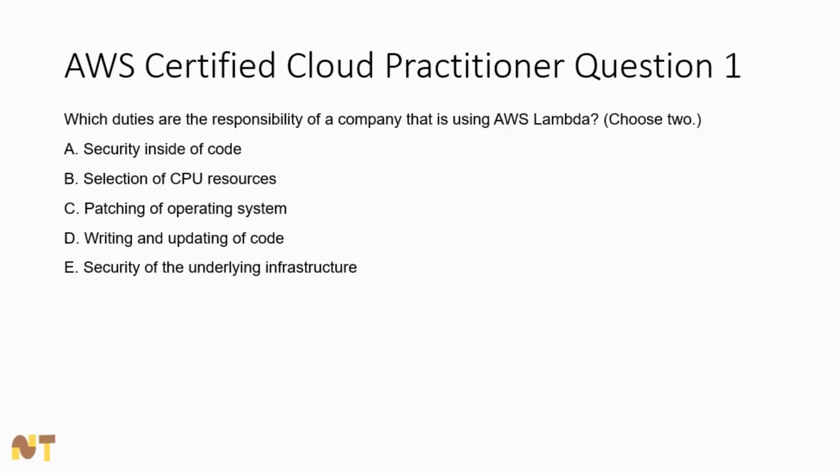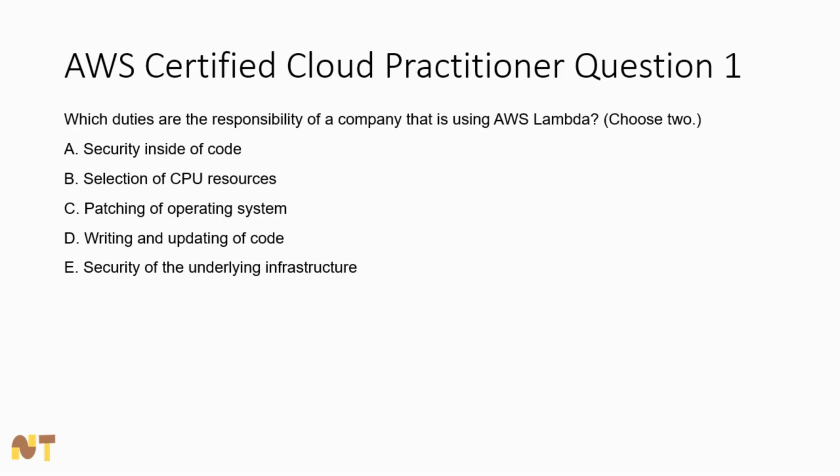Let's get started. Question number 1. Which duties are the responsibility of a company that is using AWS Lambda? Choose 2. Security inside of code, selection of CPU resources, patching of operating system, writing and updating of code, or the security of underlying infrastructure.